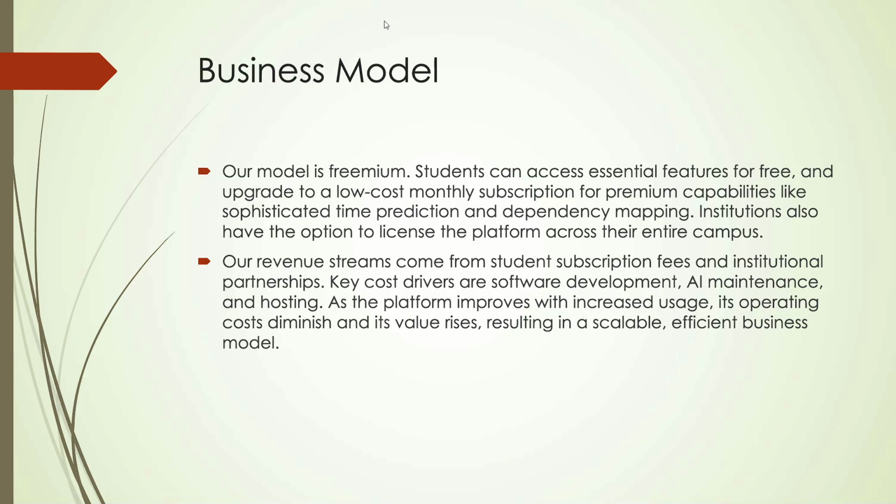So I'm just going to go over the business model. The business model for this product follows a freemium structure. Students can access essential features for free, but those who want more advanced capabilities like sophisticated time prediction or dependency mapping can upgrade to a low cost monthly subscription. Universities also have the option to license the platform all over campus. Our revenue comes from subscriptions and institutional partnerships, while our main costs are development, AI maintenance, and hosting. So the more the system is used, the smarter and more efficient it will become, and this makes our model scalable.